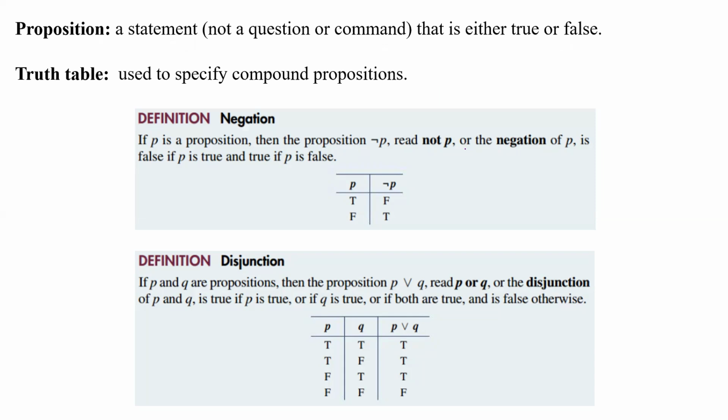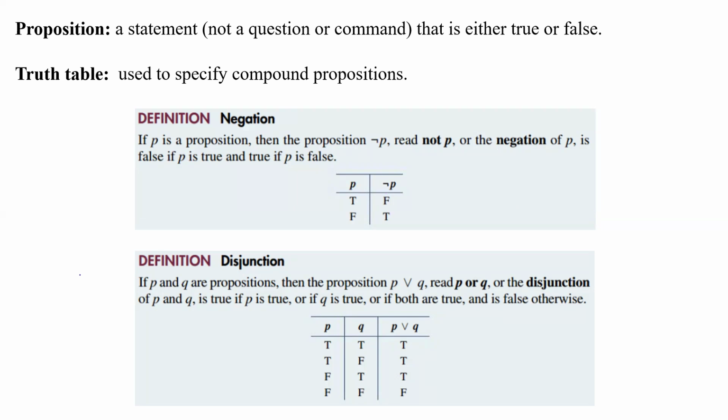Now we have a truth table, and that's used to specify compound propositions. So we're going to have a proposition that's combined with other propositions. And so the first thing we're going to look at is called a negation. So if P is a proposition, we're going to make a table, and this is going to be our proposition P, then the proposition not P, with the line down, is read not P. That's the negation of P: it is false if P is true and true if P is false. So we have P, not P, or basically the opposite of it. So if we have true, then not P is false. If we start with false, then we have true.